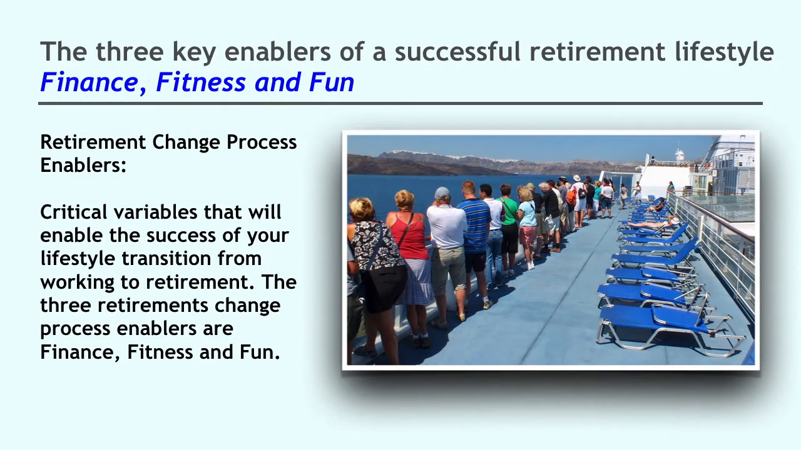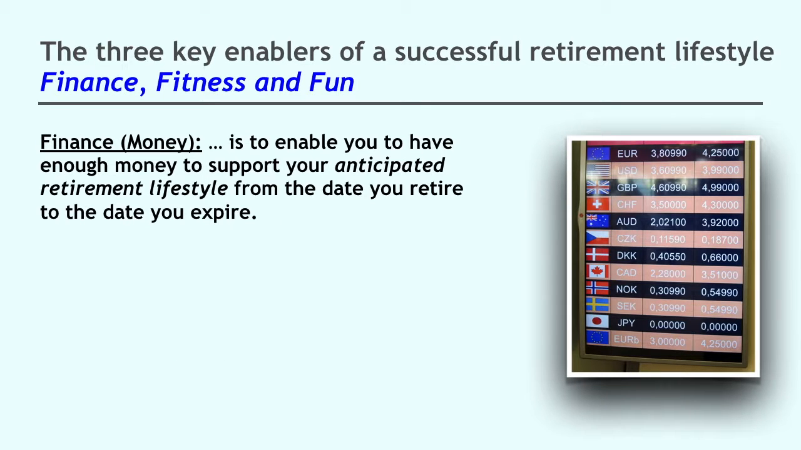The dictionary definition of enabler is to make something possible or feasible. When you attempt to make the lifestyle change from work into retirement, there are 3 retirement change process enablers. They are finance, fitness, and fun. The purpose of the retirement enabler of finance is to enable you to have enough money to support your anticipated retirement lifestyle from the date you retire to the date you expire.